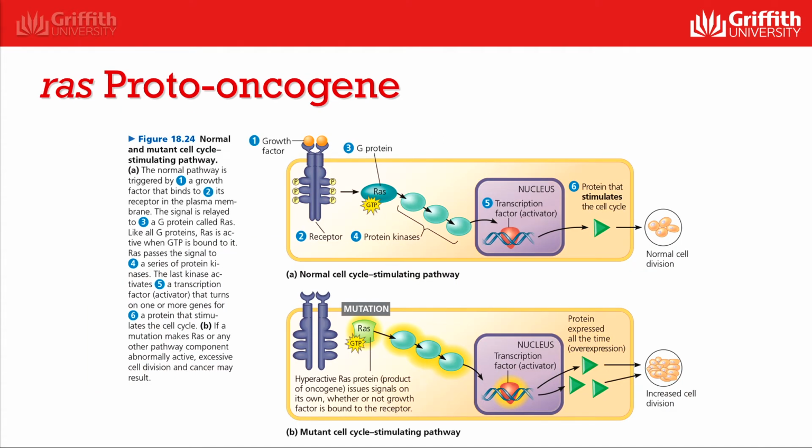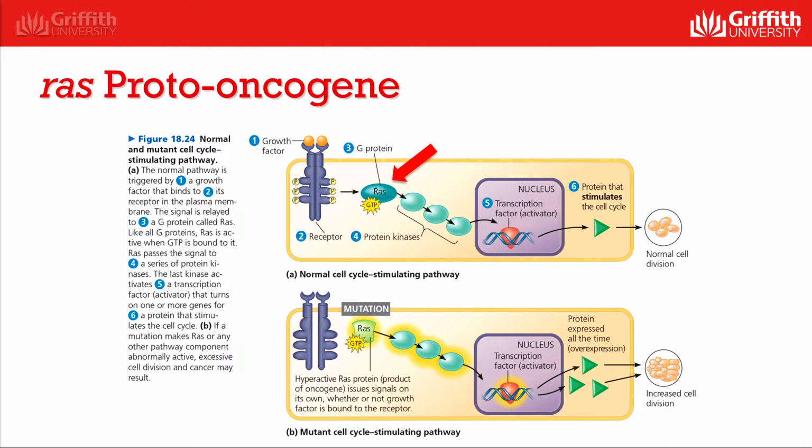The RAS proto-oncogene, when mutated, converts to RAS oncogene that can lead to increased cell division. RAS acts as a messenger between a growth factor receptor on the plasma membrane and a cascade of protein kinases. In a normal cell, cell division is triggered when the growth factor binds to its receptor in the plasma membrane. RAS passes the signal to a series of protein kinases that activate transcription factors, which then activate genes to produce proteins that stimulate the cell cycle.